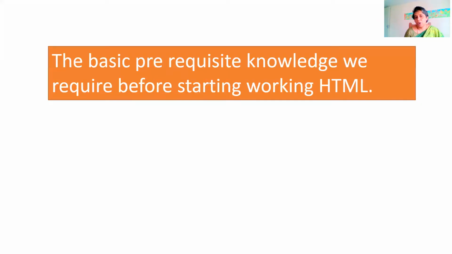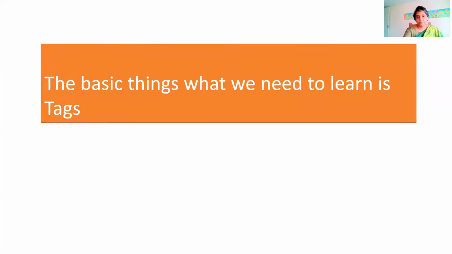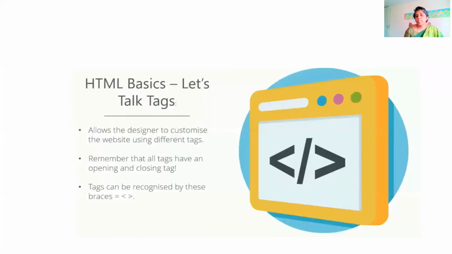The basic prerequisite knowledge we require before starting to work with HTML. In the next videos, we will see how to create simple web pages. So before that, let us see what the prerequisite knowledge is, what are the basic things we need to know. As I told, it is very easy to do, very simple. That is tags. The main important thing we use here is tags. They allow the designer to customize the website using different tags. Remembering all the tags is not so easy, so as and when required, we are going to use them.